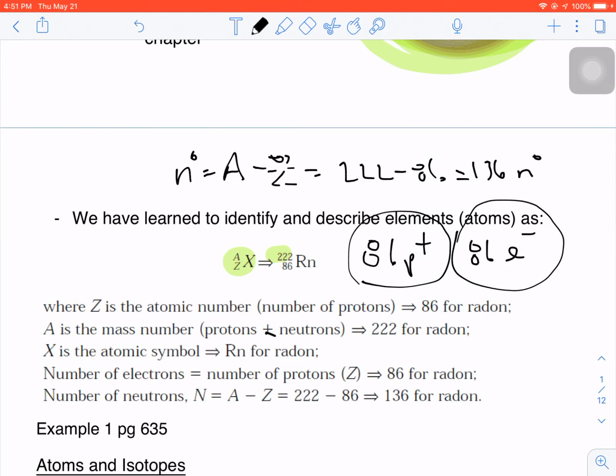Right, so while every other thing that we've done in chemistry has involved electrons, we're not going to worry about electrons here because this is nuclear chemistry or nuclear physics. So this is the summary of the structure of the radon atom in terms of its number of protons, neutrons, and electrons. Now, in our textbook, it gives us an example, so let's just go to our whiteboard here.